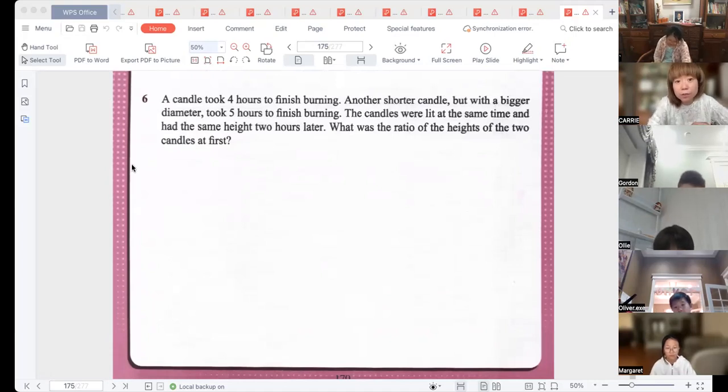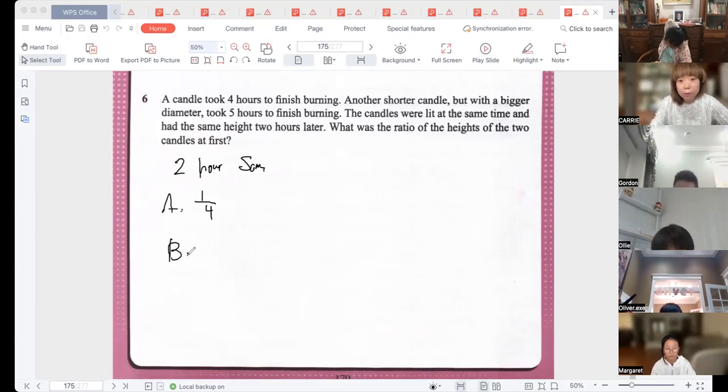Okay, a candle took 4 hours to finish burning. Another shorter candle, but with a bigger diameter, takes 5 hours to finish burning. The candles were lit at the same time and at the same height 2 hours later. So this one is actually the beginning height is different and the diameter is different. But you know what? We know 2 hours later, they are having what? The same height. The first one, candle A, we have 1/4, and candle B, we have what? 1/5. Are we right here?